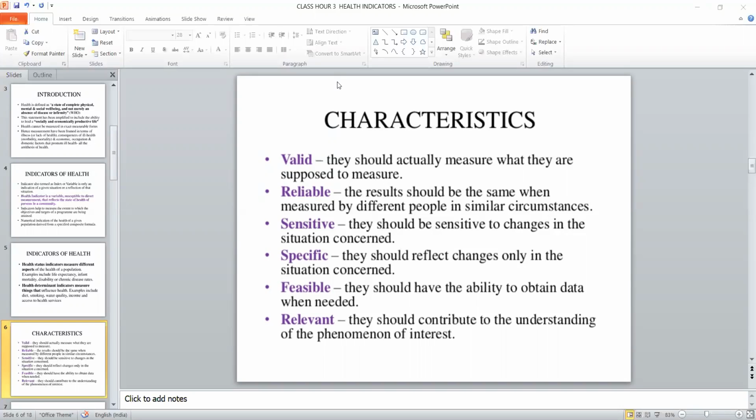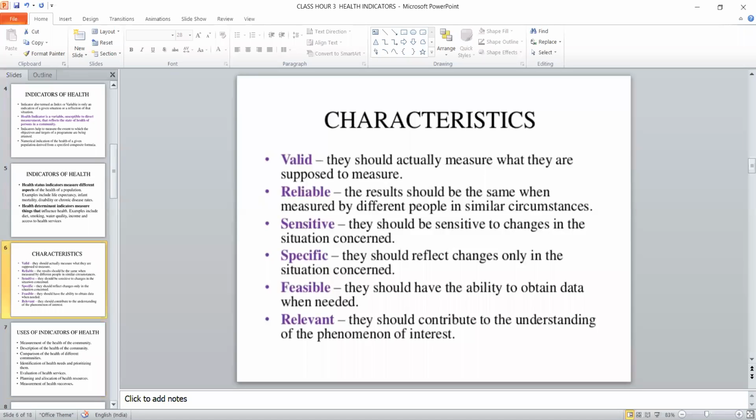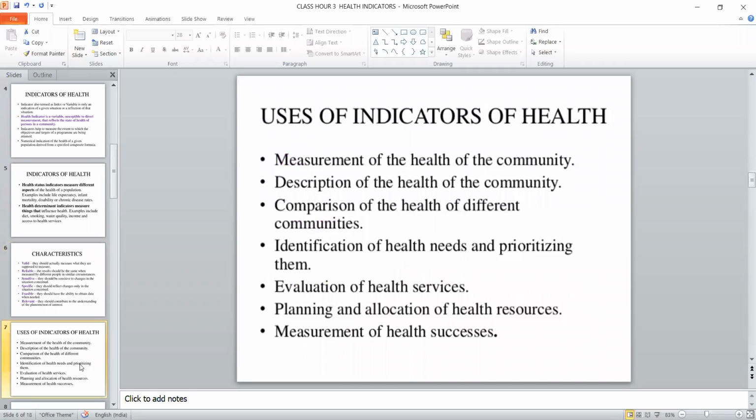So, a health indicator should have 6 characteristics. What are they? Validity, reliability, sensitivity, specificity, feasibility, and relevance. If these 6 are available, then that data can be considered for the health indicator. Failing which, we have to reject it. Before analyzing the health indicators, first we should ask why we need these indicators. What is the use of studying health indicators?